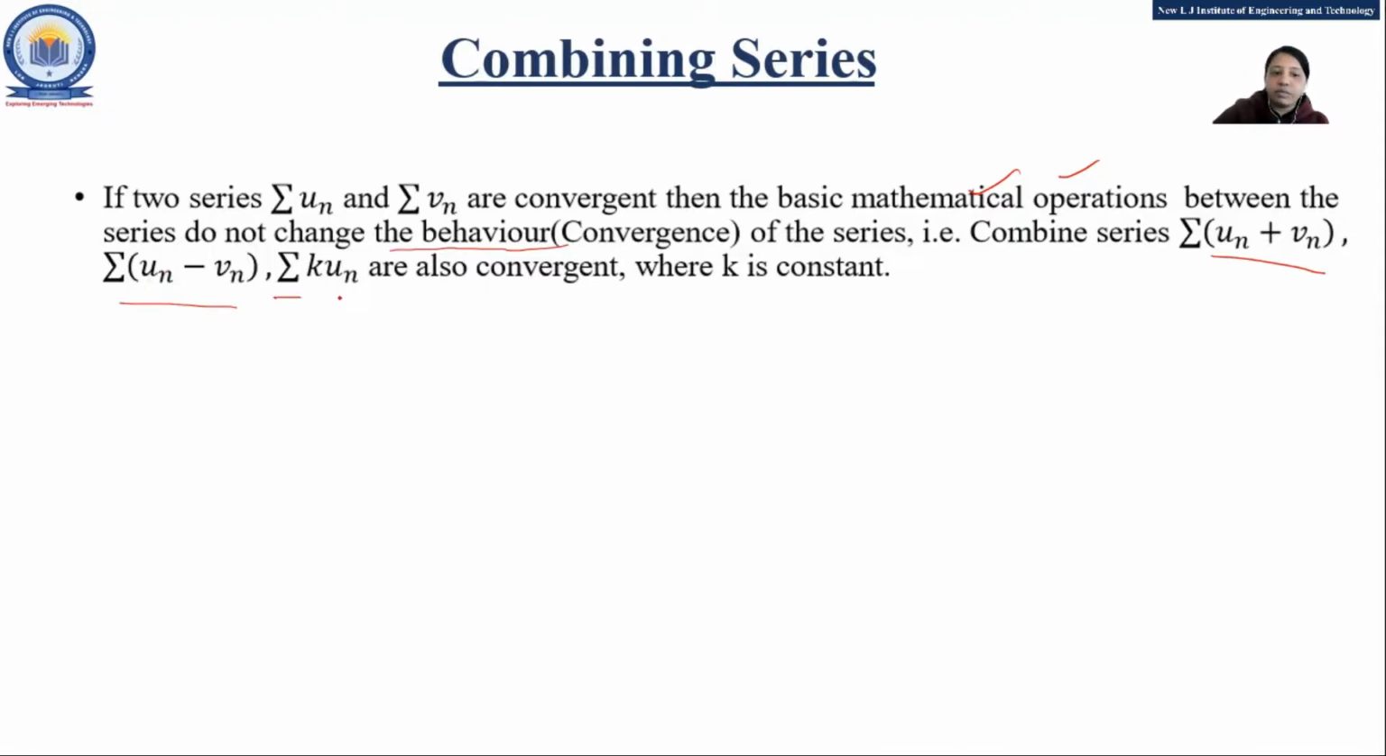Now the third one is the summation of k un. That means if you multiply any series with some constant number, then also the behavior is not supposed to change. Whatever it was before remains that way. So here two series are combined, and you need to check the convergence and divergence of that one.